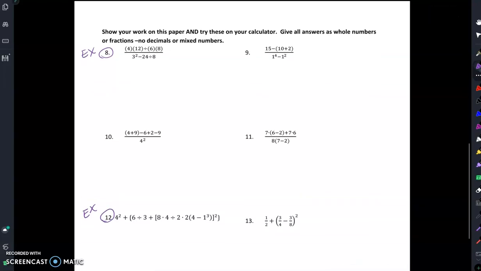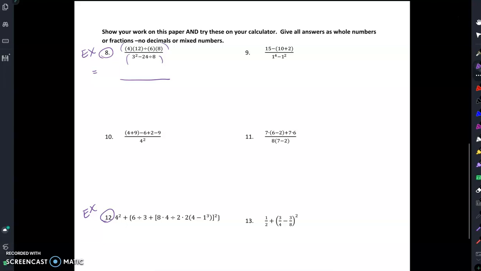So for number 8, we want to work within the grouping symbols first. So we're going to do the numerator and the denominator kind of separately and carry it down, because remember those act as grouping symbols even though there's nothing in there. So if you were typing this in on a calculator, you would need to kind of add them in. Okay. So we're going to start working just left to right. Write it out down here.